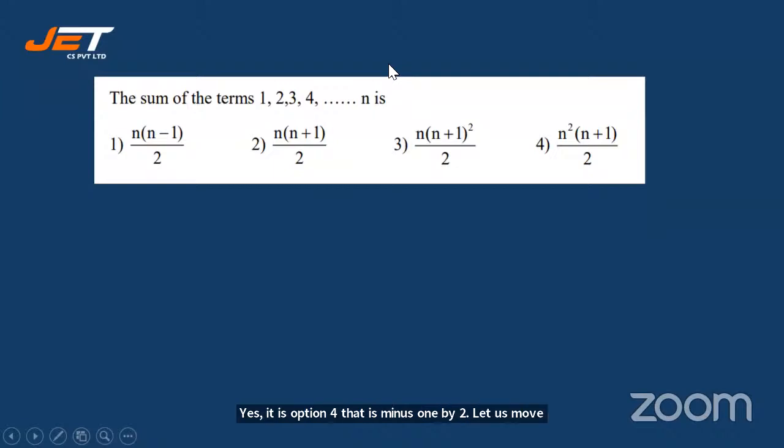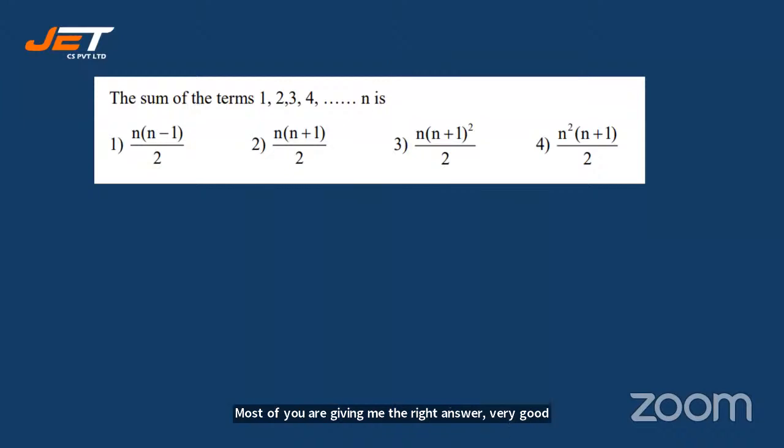The sum of the terms 1, 2, 3, 4, so on n is. The sum of the terms 1, 2, 3, 4, so on n is. The generalized expression you have to give. Very good, very good. I'm seeing most of you are giving me the right answer. Very good.